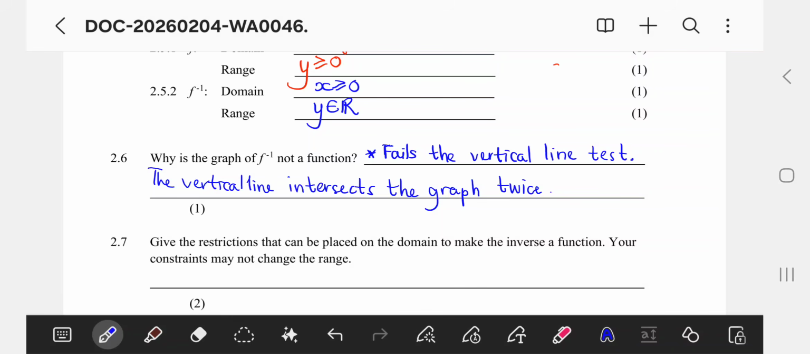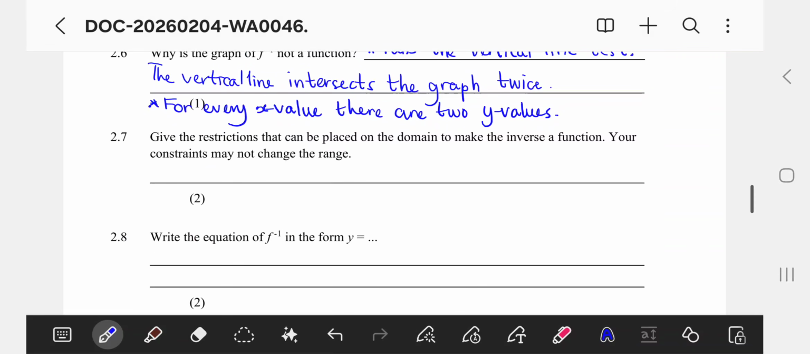An alternative way that you could answer this question is that you could say for every x value, there are 2 y values. I mean, you could write both answers if you want to do that, if you feel it's safer. But since it's only 1 mark, we need 1 reason, okay? I personally would go with saying that it fails the vertical line test because the vertical line intersects the graph twice.